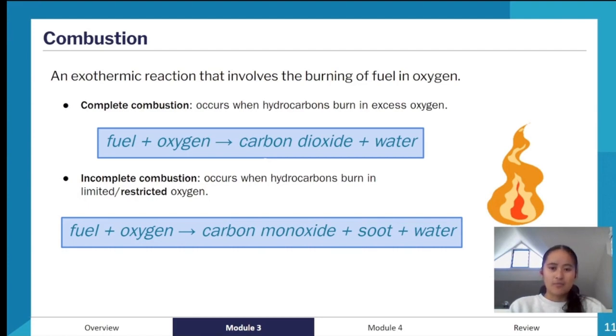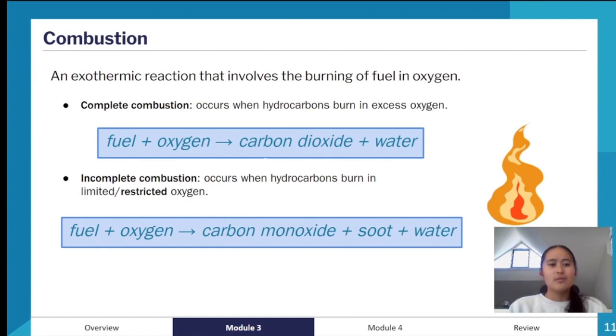But sometimes in an environment where there is not enough oxygen, incomplete combustion occurs. This is the reaction between fuel and oxygen again, but instead of forming carbon dioxide and water, it forms carbon monoxide, so CO, and soot, which is just carbon as a solid, and water. Sometimes incomplete combustion is fuel plus oxygen gives carbon monoxide and water. Sometimes it's fuel plus oxygen gives soot and water. Sometimes it's fuel and oxygen gives carbon monoxide, soot, and water. It's different depending on how much oxygen there is. So if you have very, very limited oxygen, you'd get just soot and water.